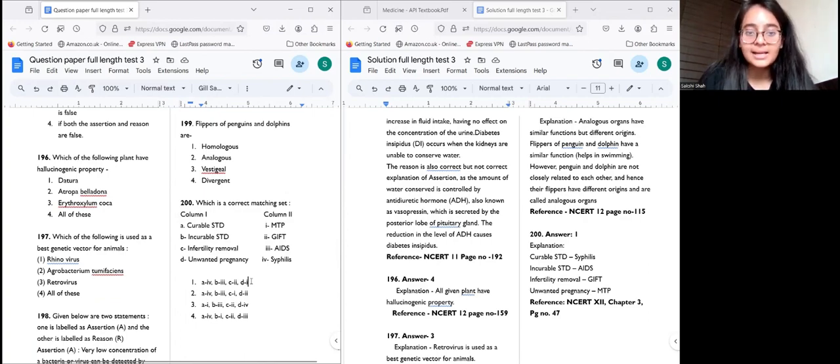But since we are here to analyze and understand concepts, let's see. Curable STD is syphilis, correct? Incurable STD occurs in AIDS. Infertility removal occurs by GIFT. GIFT is gamete intrafallopian transfer. So that helps to remove infertility because the person receives gametes as a gift, if you see, right? So that is why the person can get pregnant and infertility can be removed.